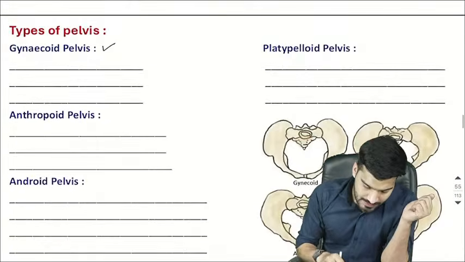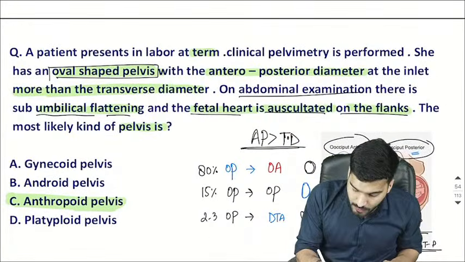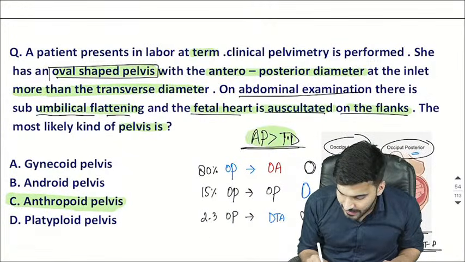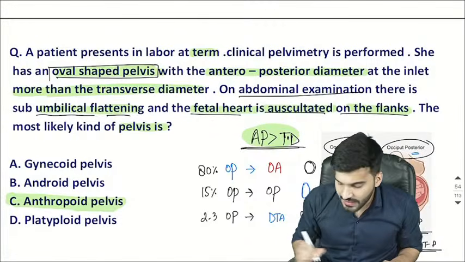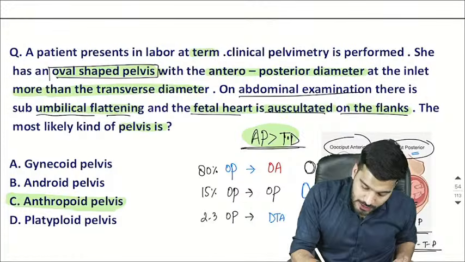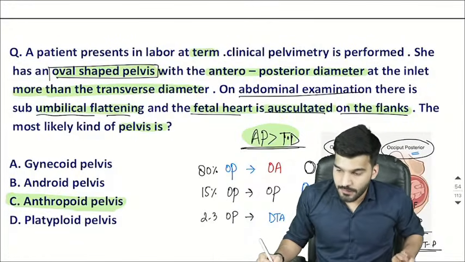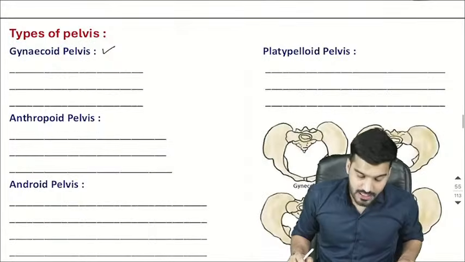Now let's understand each type of the pelvis. What are the 3 points to remember first? Whenever the antero-posterior diameter is more than the transverse diameter, the pelvis is going to be an anthropoid pelvis. And which type of delivery? Face to pubis delivery. Now let's begin with each type of the pelvis.